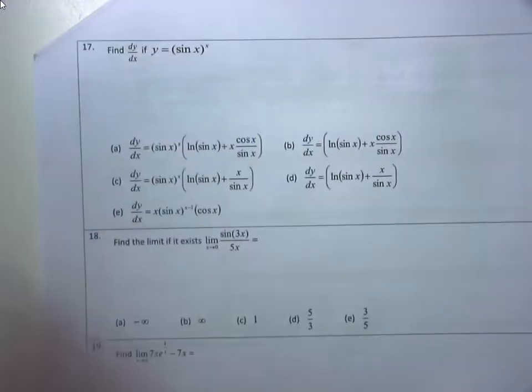Take a look at this guy. Find dy over dx if y equals the sine of x raised to the x. What do you notice? I got a variable in the base and a variable in the exponent. See, I didn't give you any directions on this. You're supposed to know. Anytime I have a variable in the base and a variable in the exponent, what am I going to use? Logarithmic differentiation. It's the only way you can get rid of this thing.